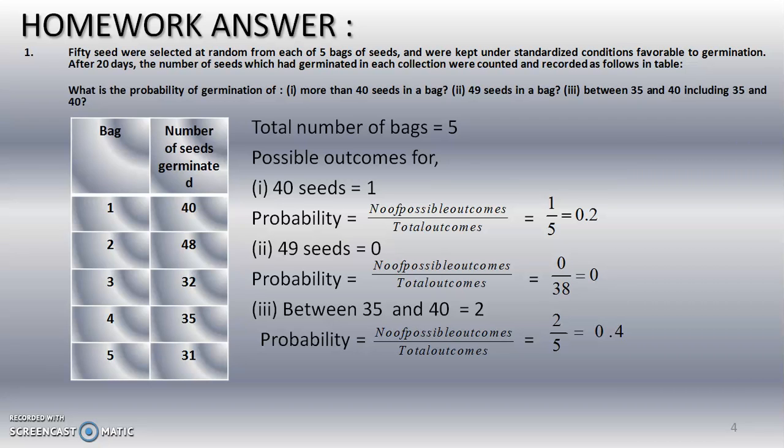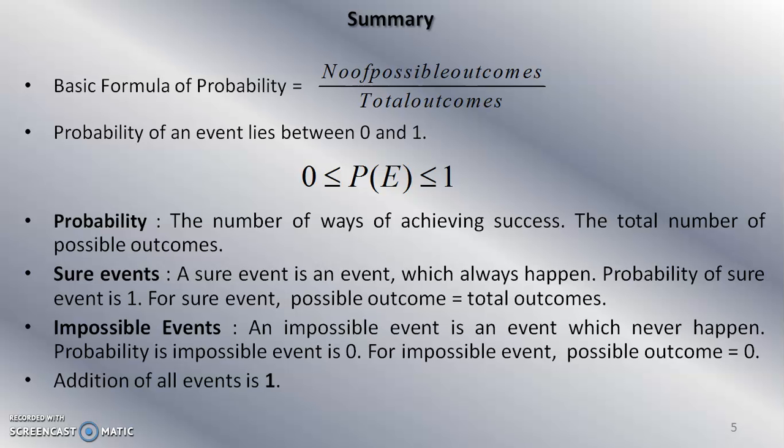Got it? And the third question, between 35 and 40. So we can include 35 and 40, only 2 bags. So probability equals number of possible outcomes divided by total outcomes, equals 2 divided by 5, equals 0.4. Got it? If you have any doubt about it, then you can ask me in the comment section. Now go to the next.